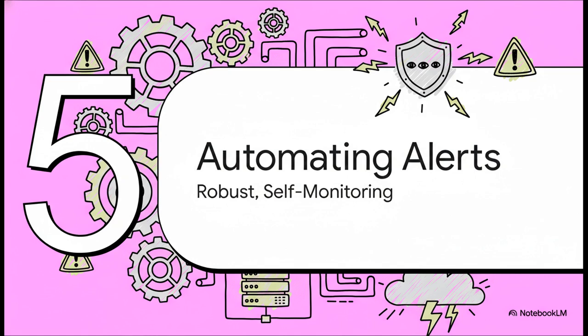Okay, our automated build system is in place. It's humming along. But we are missing one absolutely critical piece of the puzzle. What happens when things go wrong? We need a system that can watch itself and tell us when there's a problem.